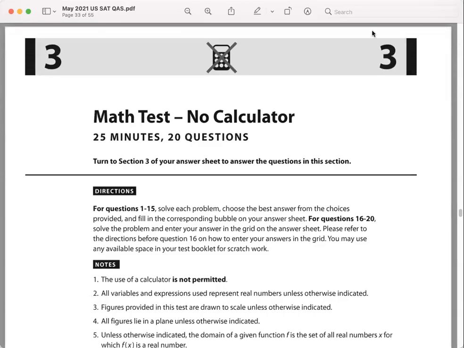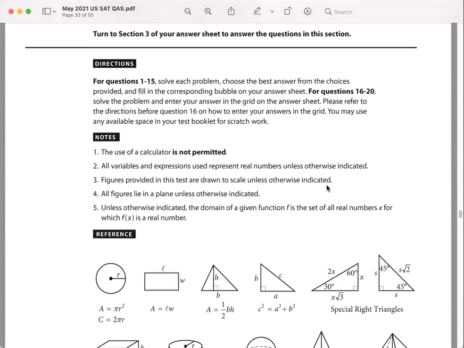The May 2021 US SAT QAS was released today, and so we begin the solution series for this test. We start with the no calculator section. So let's begin.